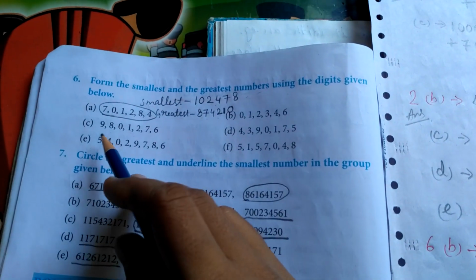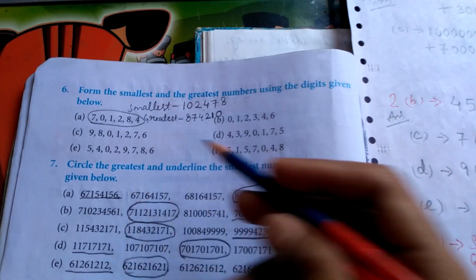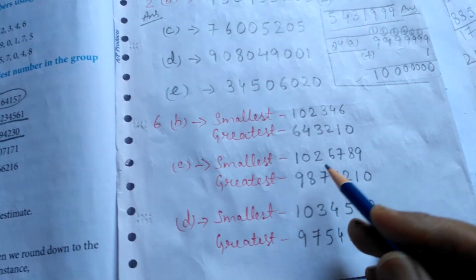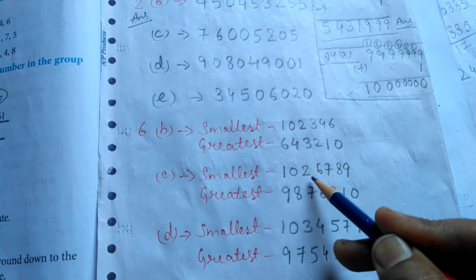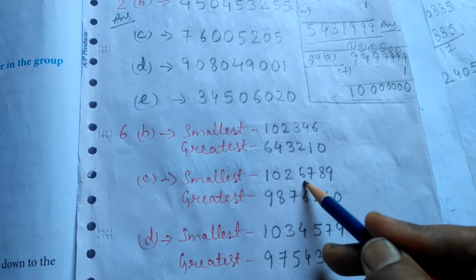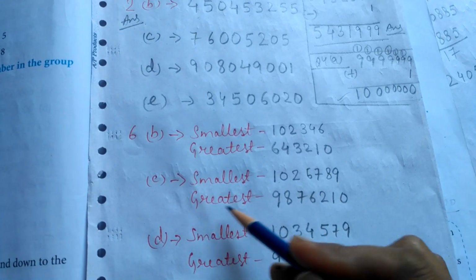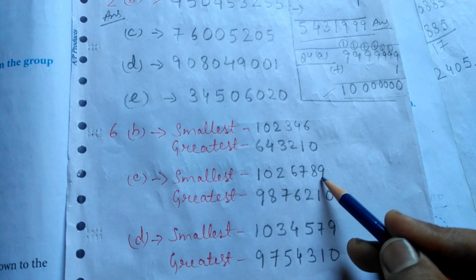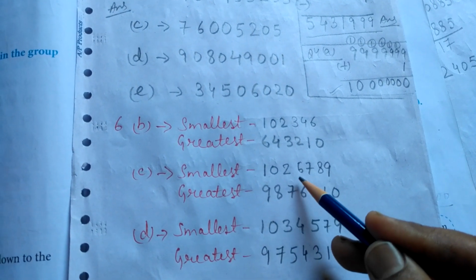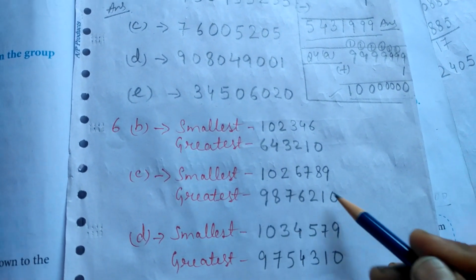First I will put 6, then 4, then 3, then 2, then 1, then 0. Okay. Then question number C, these are the digits. How we will arrange to make the smallest number? 1, then 0, then you are seeing 2, then 6, then 7, then 8, then 9. And while forming the greatest number, 9, then 8, then 7, then 6, then 2, then 1, then 0.